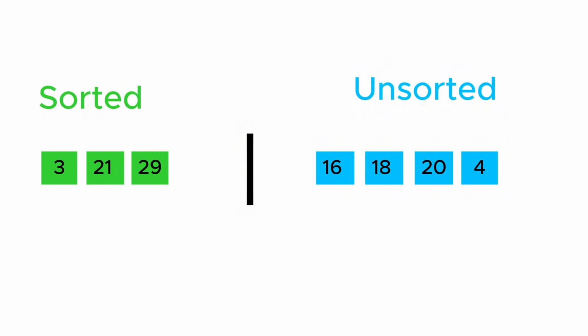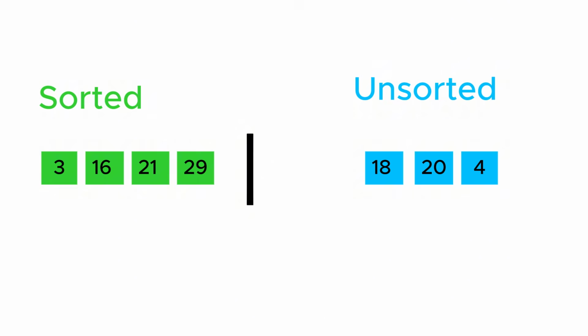Next, we take 16 as the key element and compare it with 29. Since 29 is larger, we shift it to the right. Then we compare 16 with 21. Since 21 is also larger, we shift it as well. Then we compare 16 with 3. Since 3 is smaller, we insert 16 right after 3.